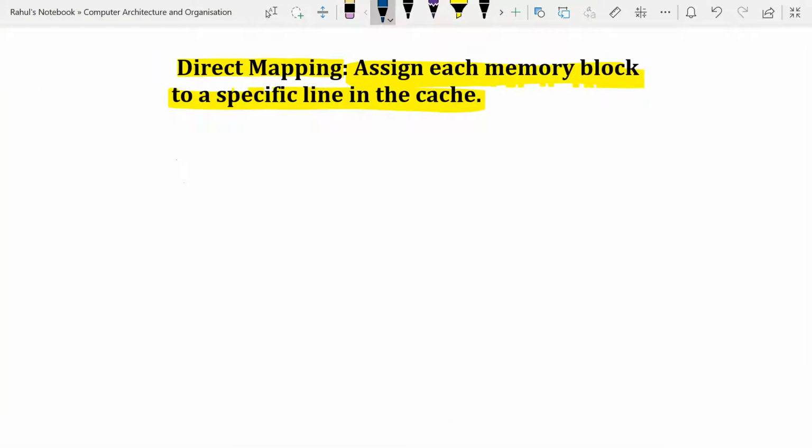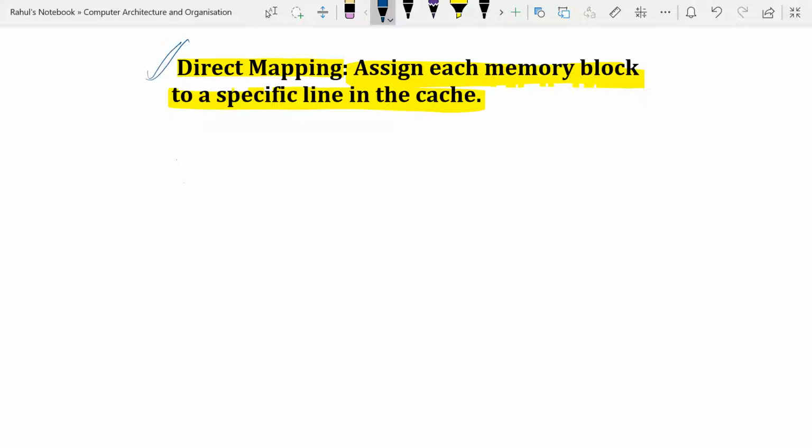Orient Online Academy, and here in this session we are discussing the topic direct mapping. Basically, in our previous lecture we have learned the basic concept of cache memory. Now, why there is a need of mappings, you can understand it like that.